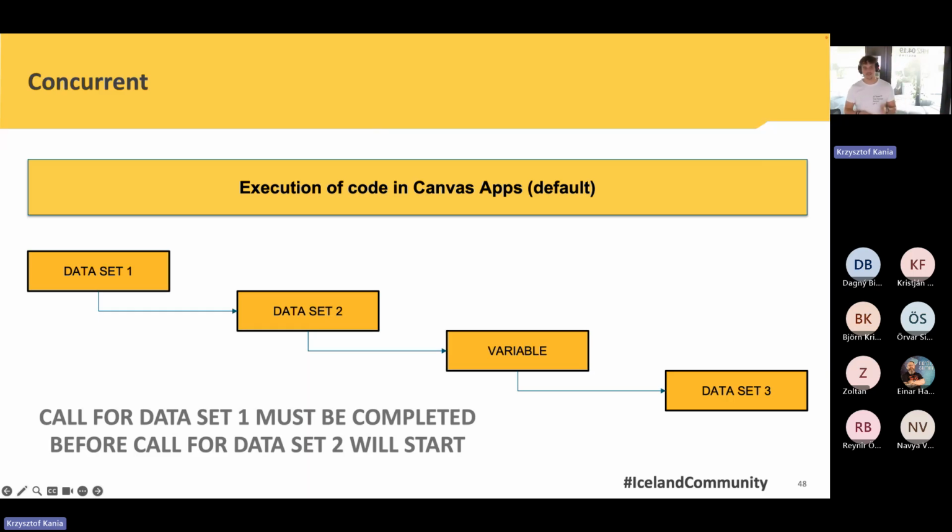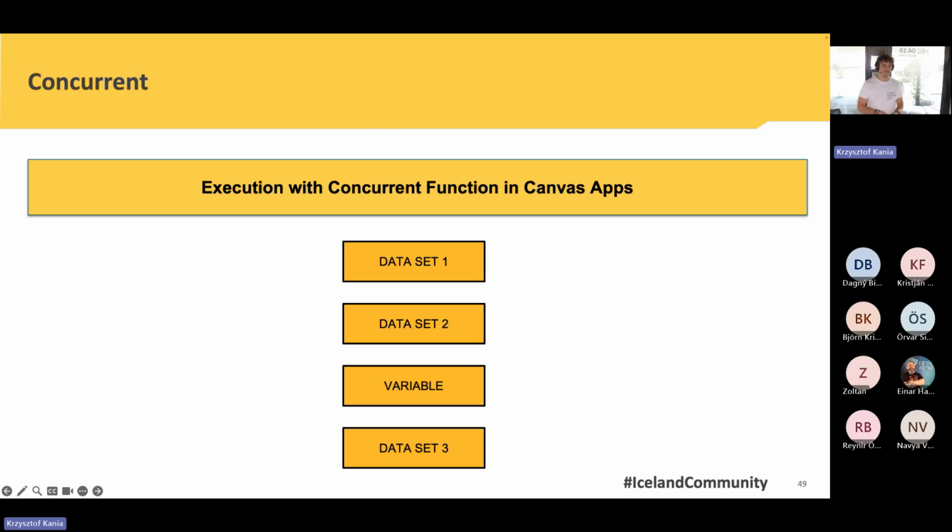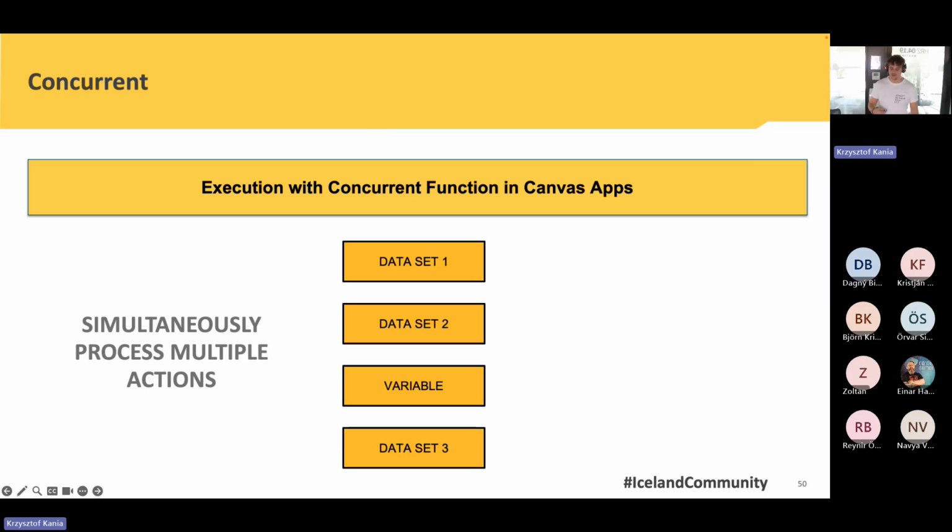What happens if data set 1 is not taken properly? There would be some error. There we have an issue because we don't get that data. We have to think about that approach also. But if we use Concurrent, we can get that data pretty much at the same time. So the actions are executed quite at the same time, not exactly, but quite. There are a few issues about it. If we want to simultaneously process multiple actions, we have to be aware that we cannot work with the same data sources or the same variables in the same Concurrent function.